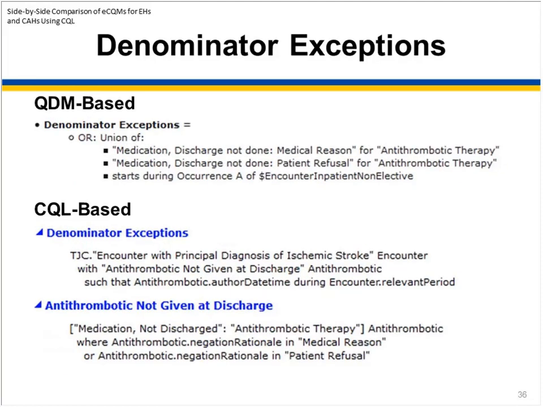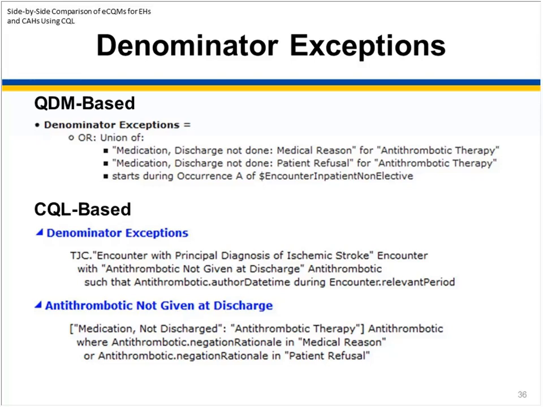And then lastly, for this measure, we'll look at denominator exceptions. So the exceptions are that they had a medical reason or patient refusal for not performing the medication discharge. So again, we start with the encounter with principal diagnosis of ischemic stroke with antithrombotic not given at discharge. And in this case, we're saying medication not discharged. So you can see this syntax is a little different.